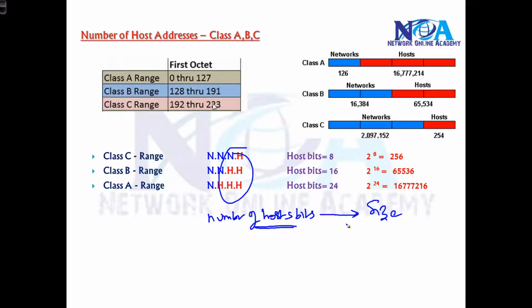Okay, so to have different ranges or different sizes, they have divided into classes A, B, and C. In C class we use 1 portion as host, in B class 2 portions as host, and in A class we use 3 portions as host, so that we can get different ranges or different sizes for different requirements.